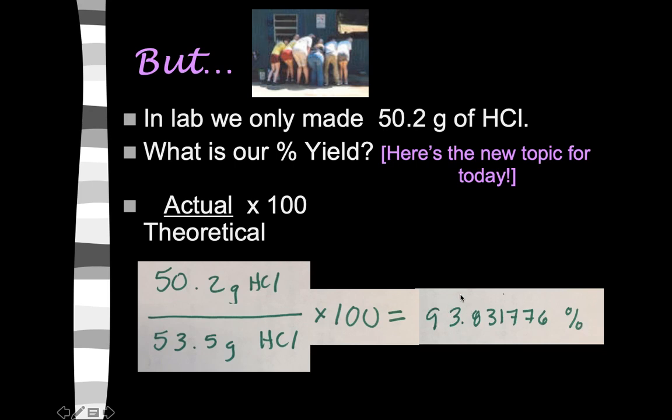I can keep 1, 2, 3 sig figs. I look at this number for rounding, which it does not, so these math numbers go away. My science answer is 93.8% percent yield. All right, so that's the math of how we find percent yield.